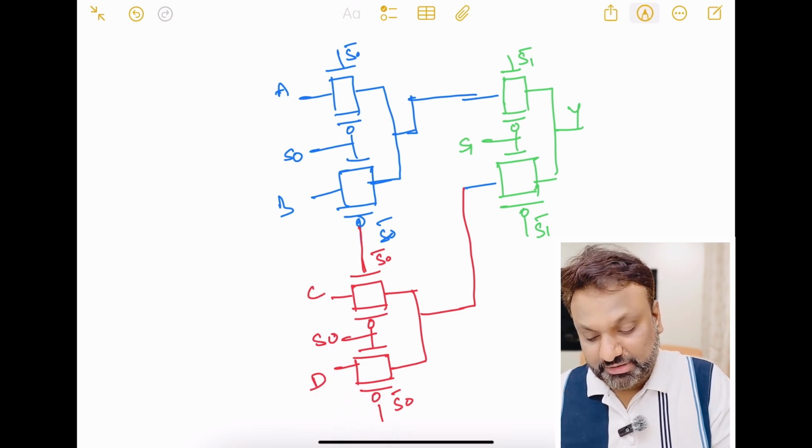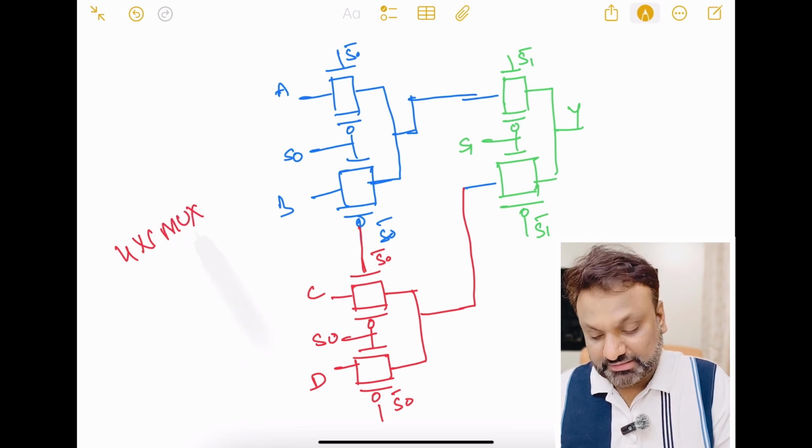So this is the implementation of a 4x1 MUX using transmission gates.